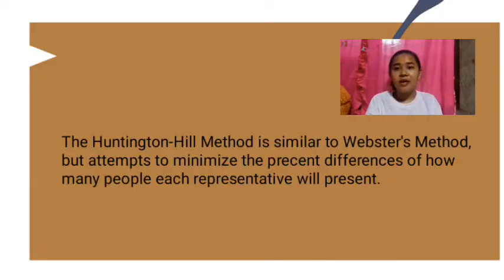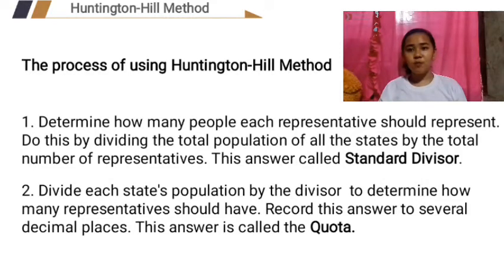used. The Huntington-Hill method is similar to the Webster method, but attempts to minimize the percent differences of how many people each representative will represent. The process of using the Huntington-Hill method. Step 1. Determine how many people each representative should represent. We do this by dividing the total population of the state by the total number of representatives. This answer is called the standard divisor, or just the divisor.